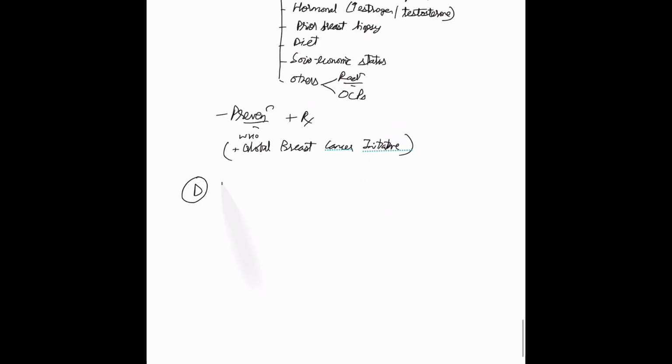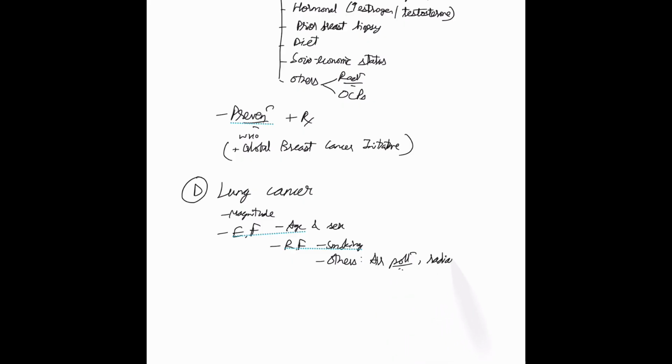Then we move on to the prevention and treatment of the same, plus a small note on the WHO Global Breast Cancer Initiative. Coming to lung cancer, we see the magnitude of lung cancer, epidemiological factors like age and sex, and risk factors like smoking and others like air pollution, radioactivity, and occupational exposure to carcinogens.